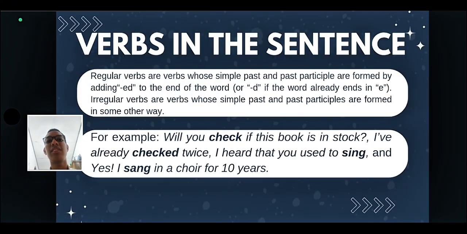Verbs in this sentence. Regular verbs are verbs whose simple past and past participle are formed by adding -ed to the end of the word. Irregular verbs are verbs whose simple past and past participles are formed in some other way. For example: Will you check if this book is in stock? I've already checked twice. I heard that you used to sing, and yes, I sang in the choir for 10 years.